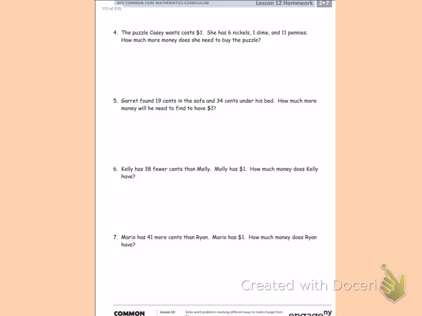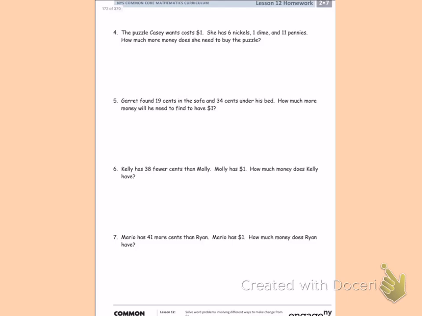Module 7, Lesson 12's objective is to solve word problems involving different ways to make change from $1. The directions for this side of the paper remain the same as the front. We are allowed to use the arrow way, a number bond, or a tape diagram to illustrate how we solve the problem.